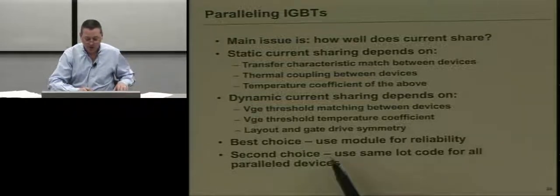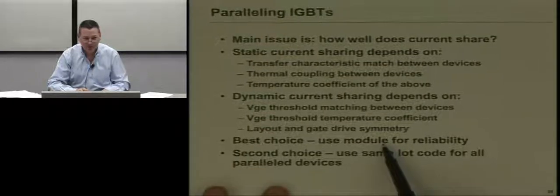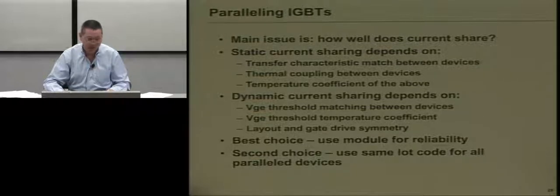So using a module, you're guaranteed that all the die inside the module are matched. It's the easy choice. It's the safe choice. You can also parallel them on your own, but now you have to worry about your own matching. Are they from the same date and lot code? Are they processed similarly? Are they going to share well or not?